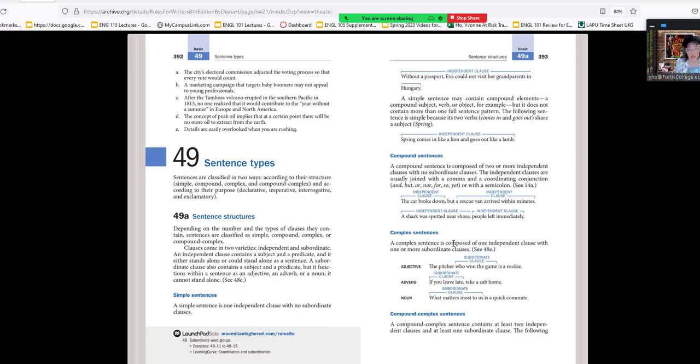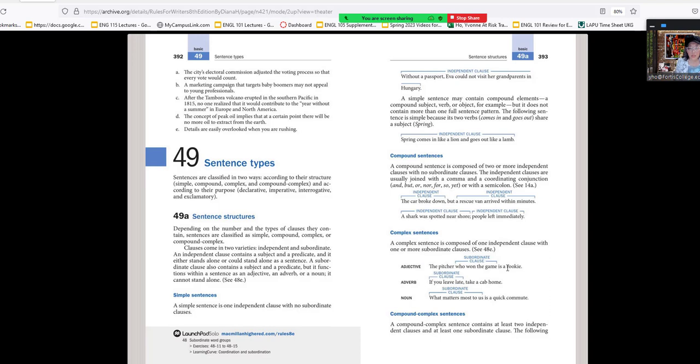Complex sentence. A complex sentence is composed of 1 independent clause with 1 or more subordinate clauses. Adjective. The pitcher who won the game is a rookie. So who won the game is a subordinate clause. The pitcher is a rookie is the independent clause. And then who won the game is an adjective clause that modifies pitcher, hence adjective.